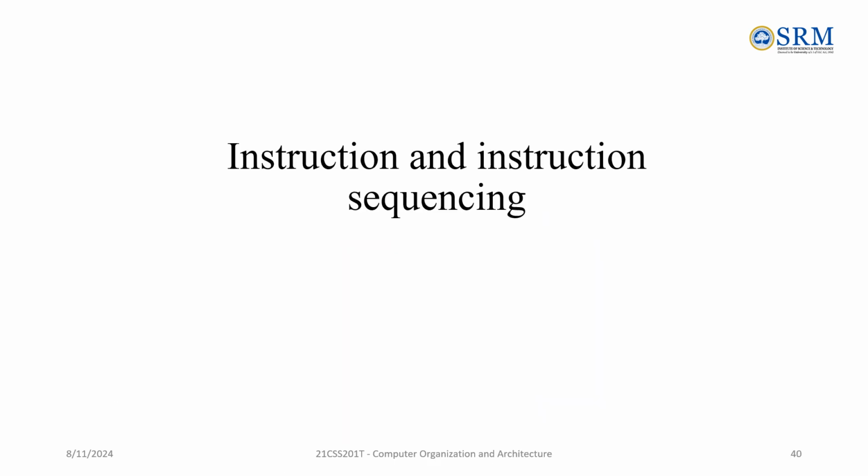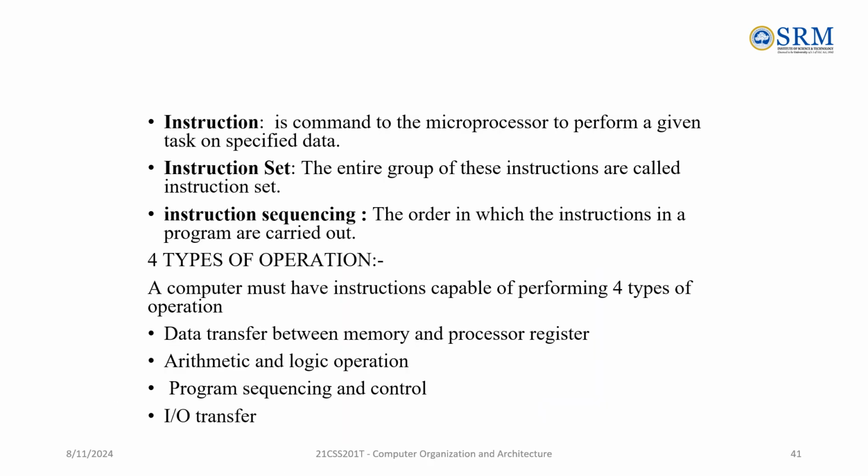So next is instruction and instruction sequencing. An instruction is a command given to the processor to perform a given task. An instruction set is an entire group of instructions, and instruction sequence is the order in which these instructions are executed. There are four types of operations in a computer using instructions: data transfer between processor and memory, arithmetic and logic operation, program sequencing and control, and I/O transfer.